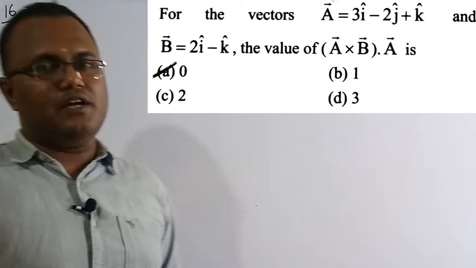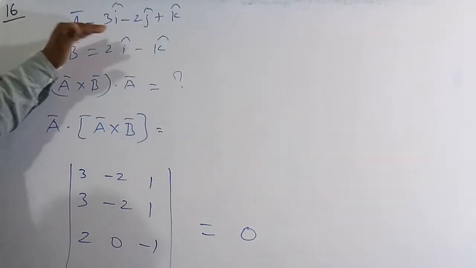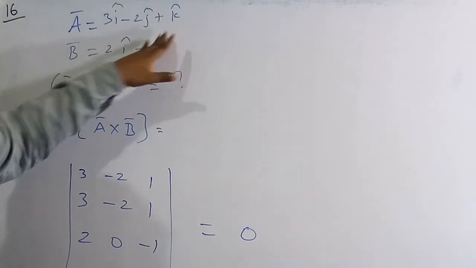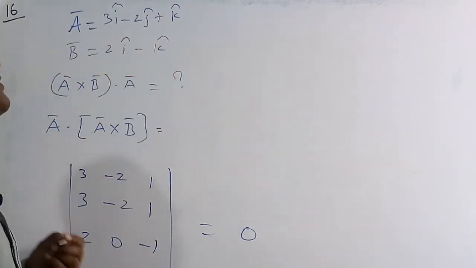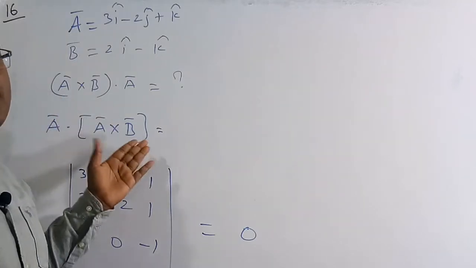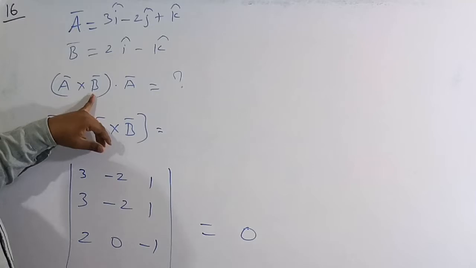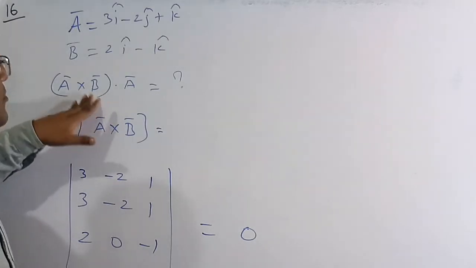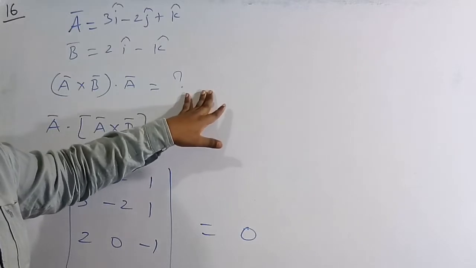So let's solve this numerical. See, in this question they are given two vectors, a bar and b bar. A bar is equal to 3i cap minus 2j cap plus k cap, and b bar is equal to 2i cap minus k cap. So now we have to find what is the value of a bar cross b bar dot product of a bar. So you can see clearly a bar cross b bar is nothing but a vector. Vector dot product of again a vector is a scalar quantity. So you are going to get basically a scalar value.